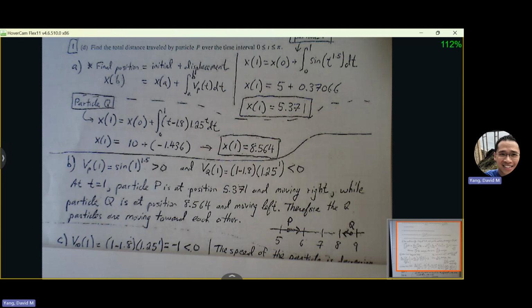And we know that particle Q starts off to the right of particle P. It's all the way over at 8.564, but then the velocity is negative, so it's moving left. So P is at 5.3 moving to the right, Q is at 8.5 moving to the left, and so therefore we can conclude that they're moving towards each other at that moment in time.